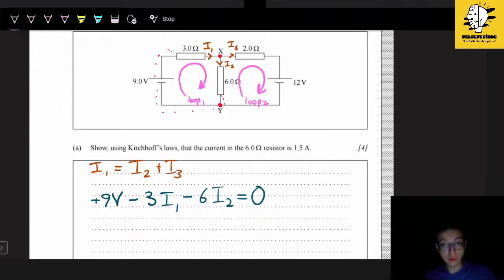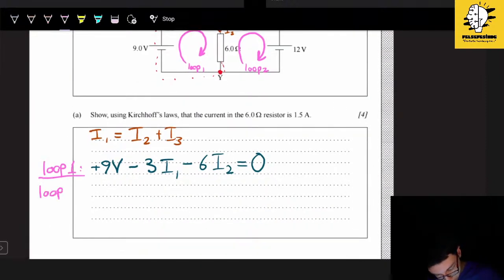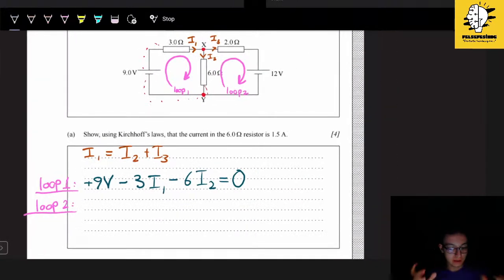So, secondly, let's do exactly the same thing for loop 2. This was for loop 1. So let's write for loop 2. Now, let's start from X this time. I am following the direction of loop 2. I started from point X, I am here, and I realize that on the 2 ohm resistor, loop 2 and I3 are in the same direction, meaning that I am going down the current once again. So I will write minus 2I3.